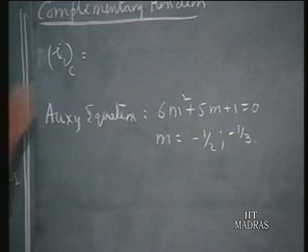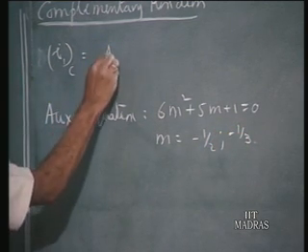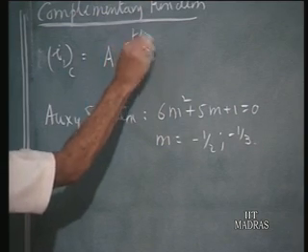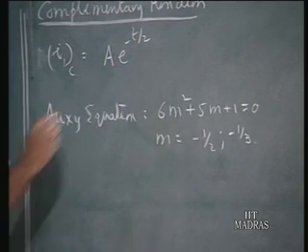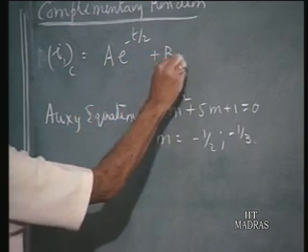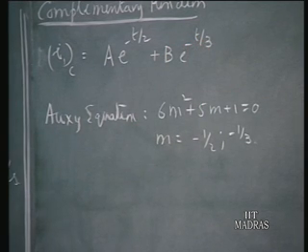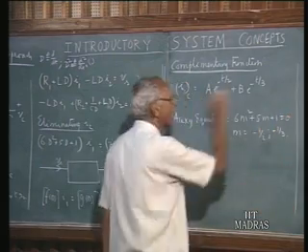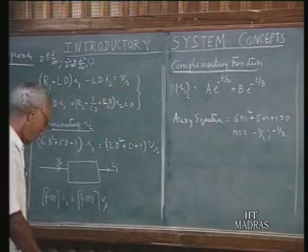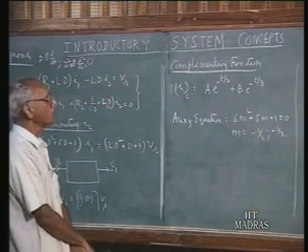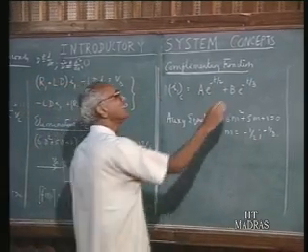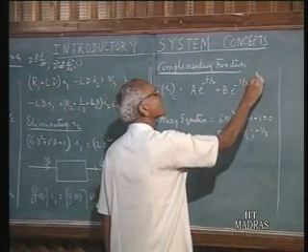So the complementary part of the solution will have an arbitrary constant a multiplied by e to the power of minus t by 2, plus another arbitrary constant b multiplied by e to the power of minus t by 3. So this is the complementary part of the solution, which is familiar to you through your elementary course on solution of differential equations. Now we have something to say about this. This complementary solution, whatever you are getting, is also termed the force-free solution or the natural response of the system.